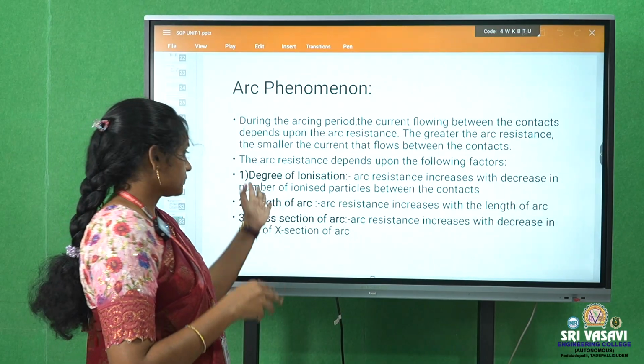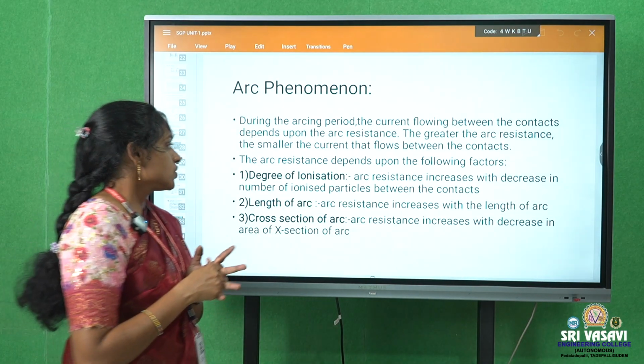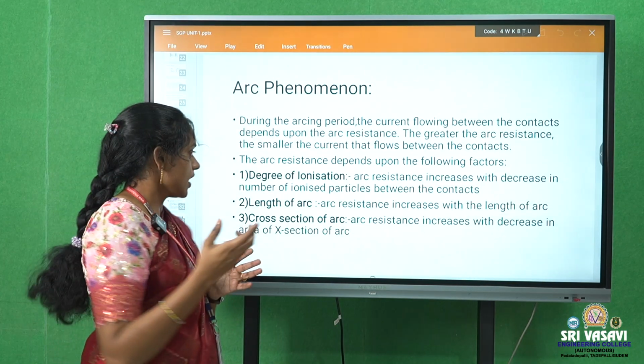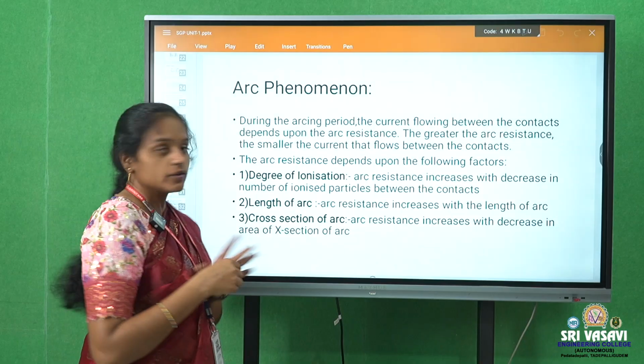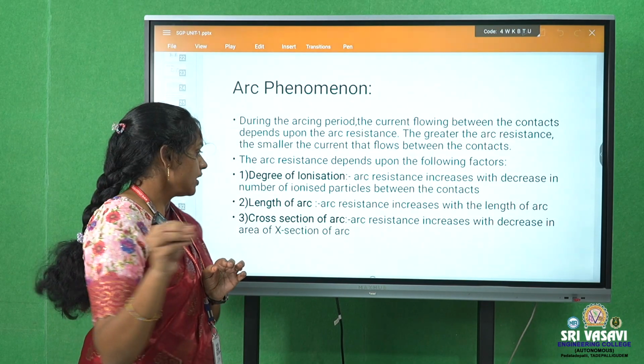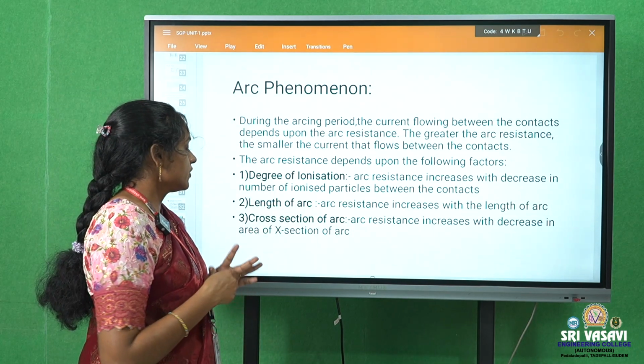So here, we use two terms, ionization. In the high resistance method, we have to increase the length of the arc to extinguish the arc. So here three methods are there, depending upon the factors.